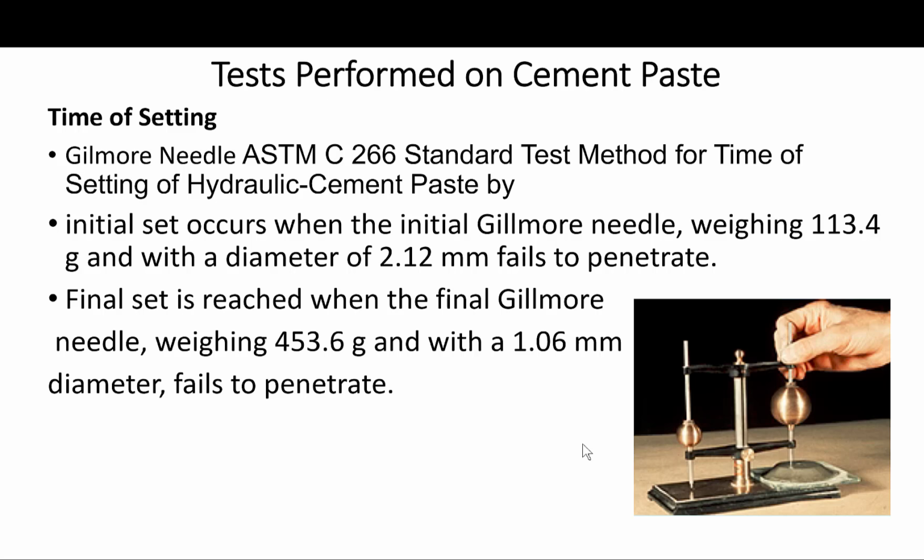For the Gilmore needle, ASTM C266, the cement is considered to have acquired initial set when the initial Gilmore needle weighing 113.4 grams and with a diameter of 2.12 millimeter fails to penetrate, as you can see. Final set is reached when the final Gilmore needle weighing 453.6 grams and with a 1.06 millimeter diameter failed to penetrate. Easy.